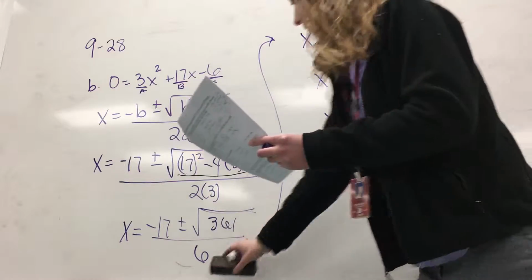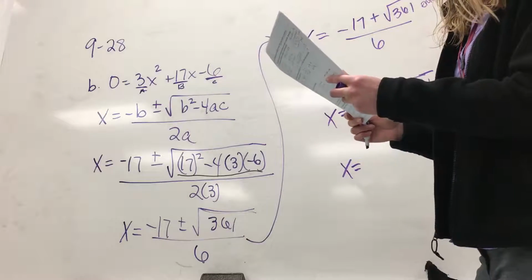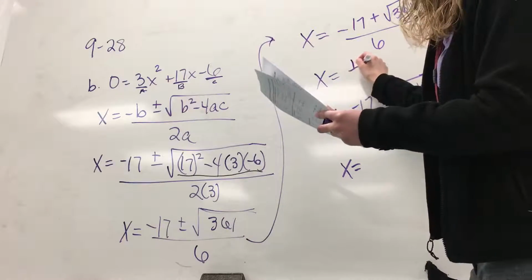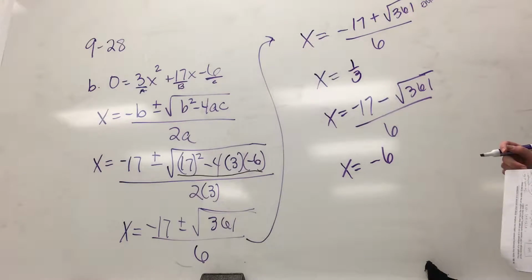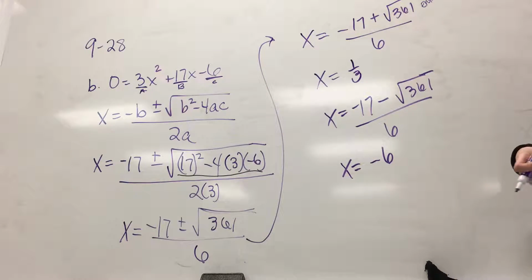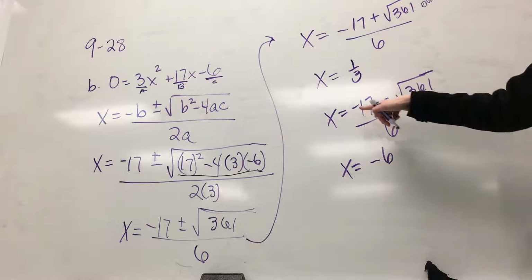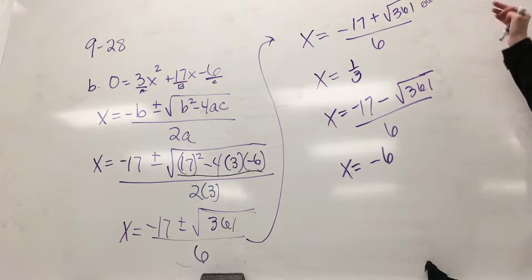I was just kind of trying to remember it. So my answer should be 1/3 here and negative 6. Okay, those are what the answer should be. If you type it in, that's what you would really get. I was just kind of going off of memory here. So make sure you type in this top half first, hit enter, then divide by 6.